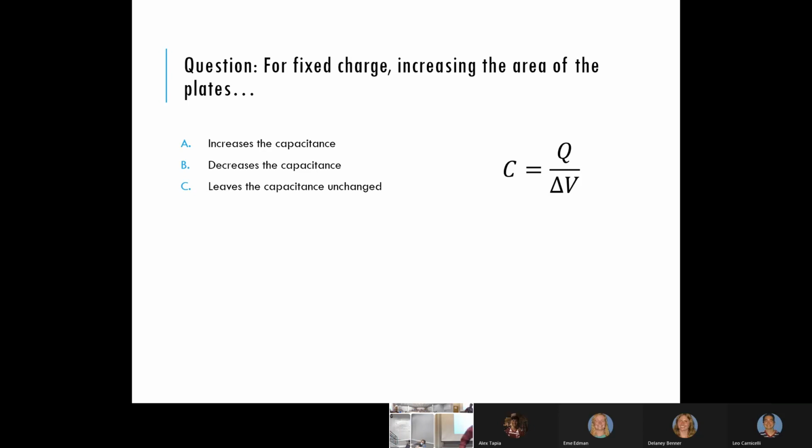So conceptually, we know that the capacitance should be proportional to the area. As I increase the area, the potential between the plates goes down. That means the capacitance goes up. There's more places for me to put the charge. I need to supply more charge first.